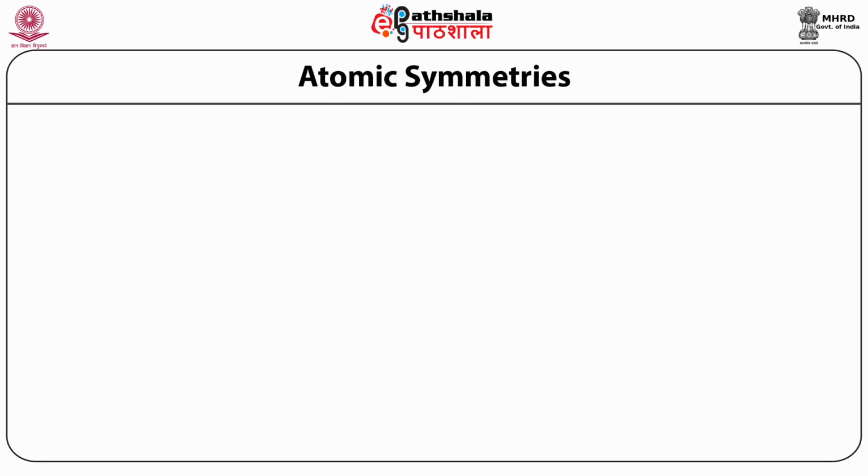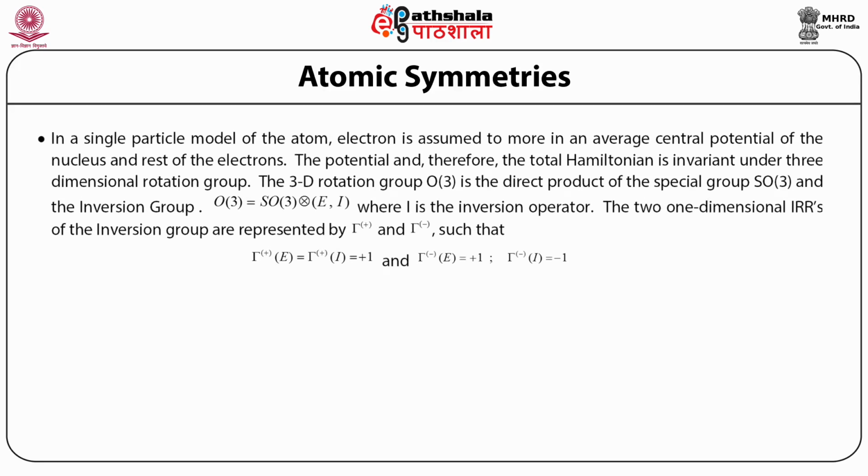I'll now discuss the atomic symmetries of the atom. Now remember that in a single particle model of the atom, the electron is assumed to move on an average in the central potential of the nucleus and the rest of the electrons. The potential, and therefore the total Hamiltonian, is invariant under the three-dimensional rotation group because we assume the electron to be moving in a central potential.